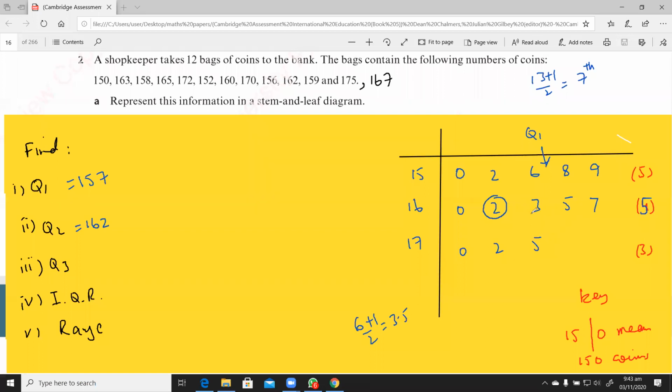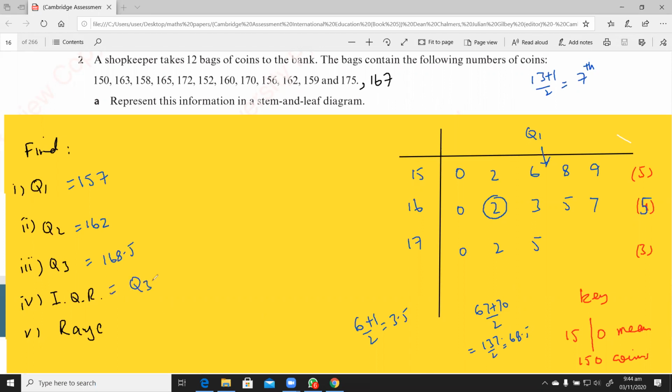Similarly, for these 6 values, this is going to be 1, 2, 3, and this is 4. So between 167 and 170. Let me find 167 plus 170 over 2. That is 337 over 2, that is 168.5. So the upper quartile is going to be 168.5.